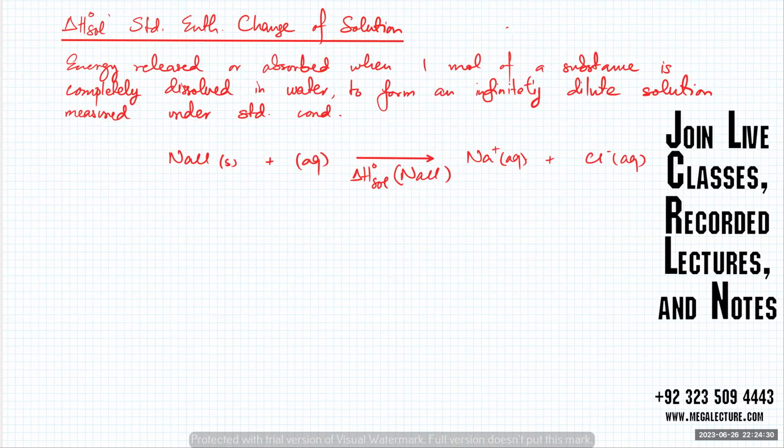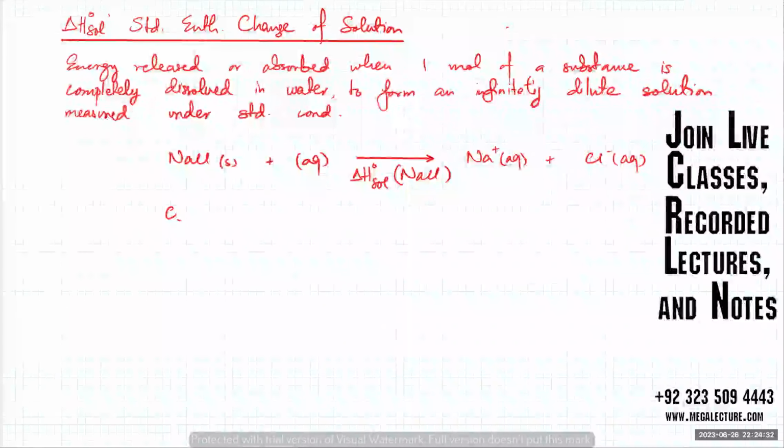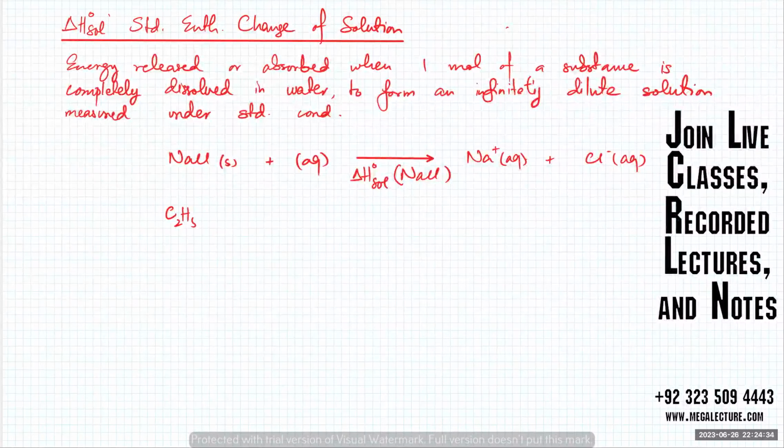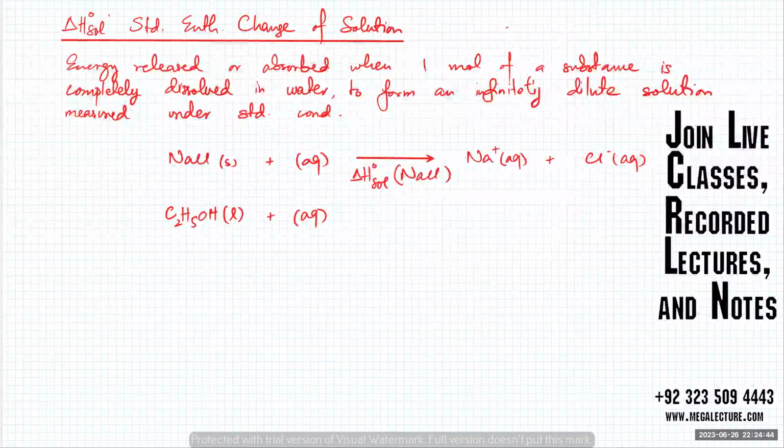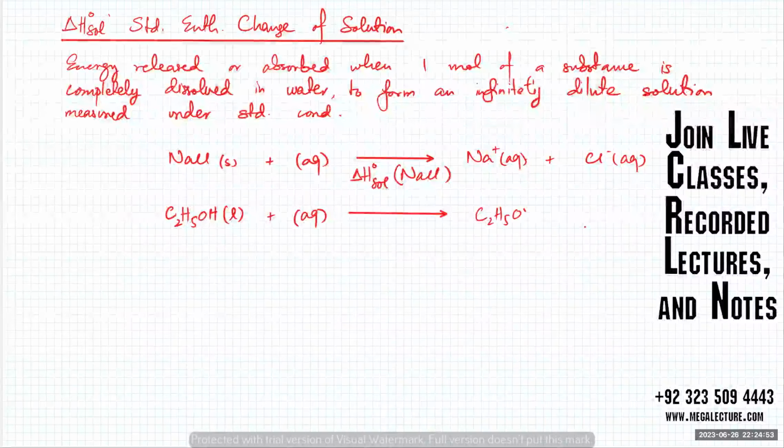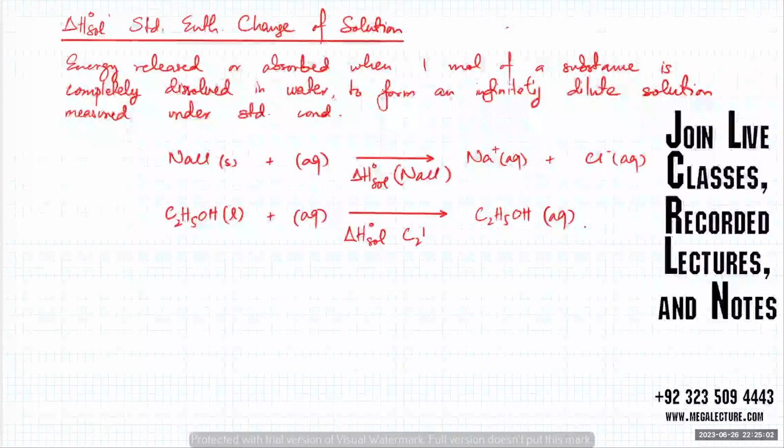Vice versa, if you have 1 mole of a covalent compound like ethanol, then they would also dissolve. You mix it in water. They're going to form strong hydrogen bonds with water, and when they do that, they would be completely attracted to water, surrounded by water, and they're going to mix in water. So they're going to form C2H5OH aqueous, and that's also known as the enthalpy of solution of ethanol.